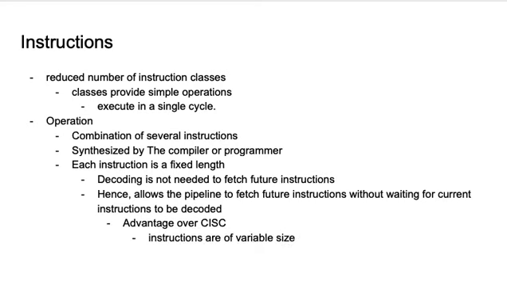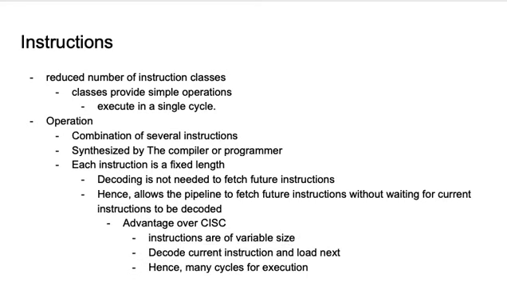Thus, when compared to CISC, the advantage is fixed length instructions over variable size. Hence, decoding an instruction is not needed to load the next instruction, which is a must in CISC. Hence, to execute the same operation, multiple cycles are needed in CISC, whereas a reduced number of cycles is needed in RISC architecture.